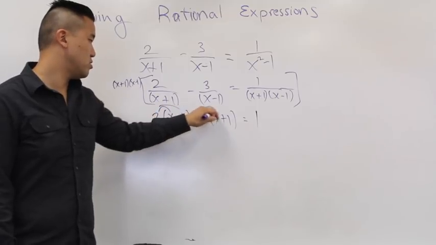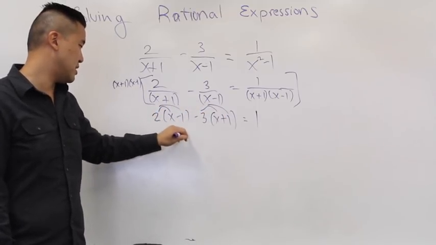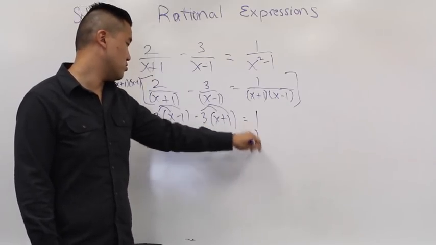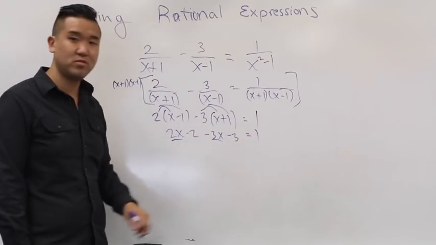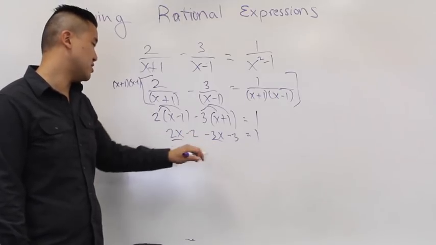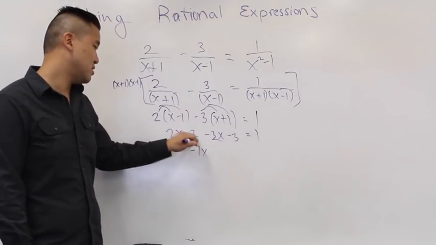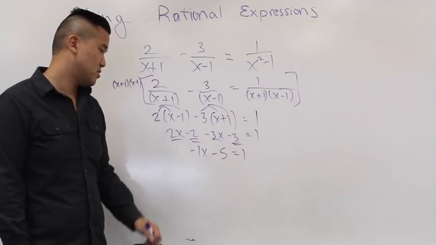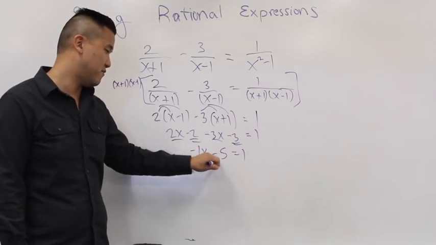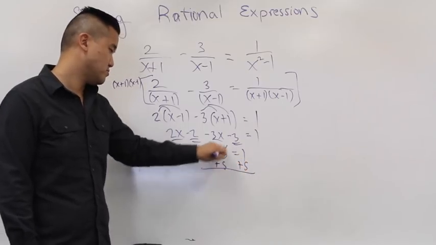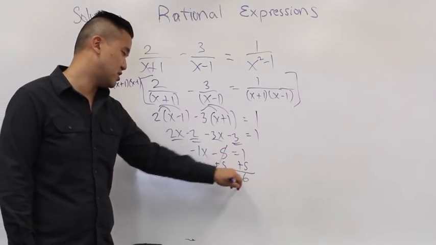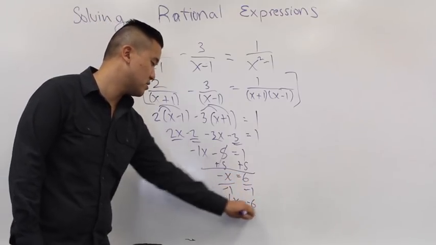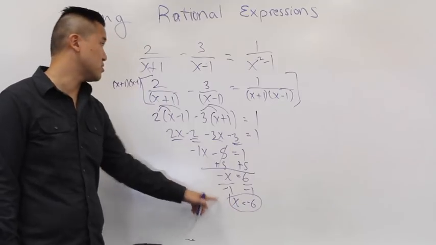Let's distribute. So you have 2x minus 2 minus 3x minus 3 equals 1. Let's combine like terms. So 2x minus 3x is negative 1x. Negative 2 minus negative 3 is negative 5. So we're solving for x, so let's add 5. We have negative x equals 6. Divide by negative 1. X equals negative 6. So my answer is x equals negative 6.